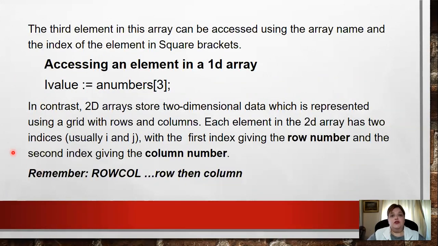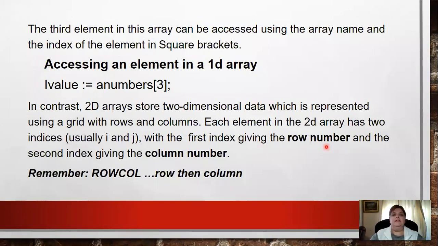In contrast, 2D arrays store two-dimensional data, which is represented using a grid with rows and columns. Each element in the 2D array has 2 indices, usually I and J. Think of fish and chips. Okay, so we've got I and J, with the first index giving you the row number.